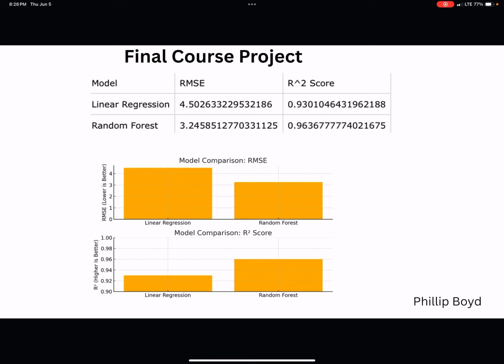with the chart that I created here on Canva, as the main evaluation metric, since it penalizes larger errors and it gives insight into the model's prediction accuracy in megawatts. I also tracked the R-squared score to understand how well the model explains variances in the output.